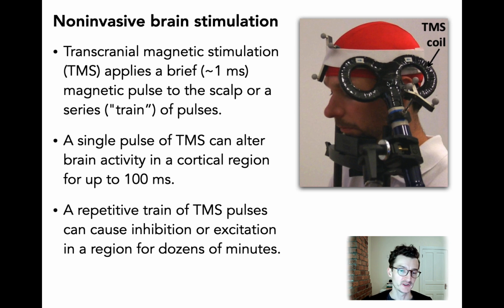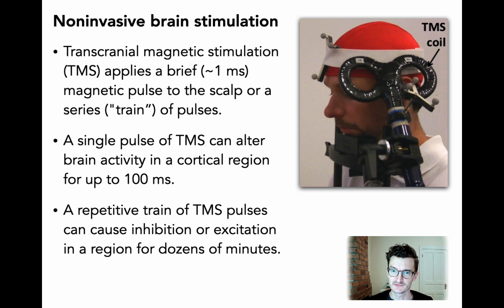Single pulses of TMS can disrupt neural firing for 100 milliseconds or so. Repetitive pulses of TMS can actually cause the part of the brain that you're stimulating to be inhibited, so sort of turned down, for up to 15 minutes. You can also turn up different parts of the brain. And so TMS allows us to basically induce virtual lesions in healthy human participants in the lab and see how this alteration in their brain impacts their behavior.